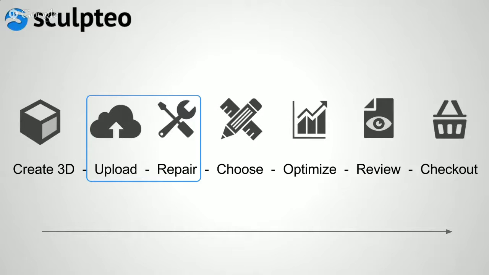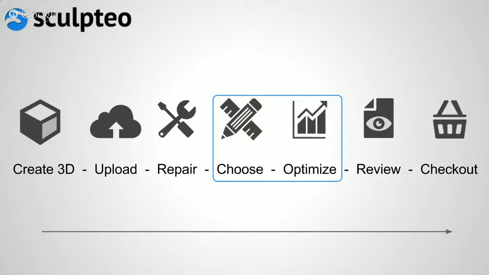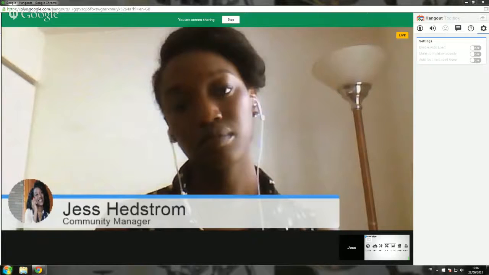We fix, I think the figure is well over 98, 99% of files that are uploaded to us. And those that can't be automatically repaired, we tell you about straight away. We show you a bit of an analysis of your file to help you out with that. And this week, we'll be looking at the print parameters, so choosing scale, materials, and things like that, and how to optimize your price and optimize your 3D file. But before we do that, I just want to go through some of the news.